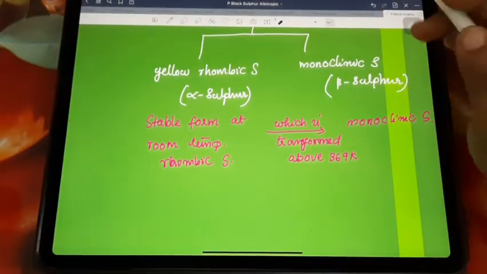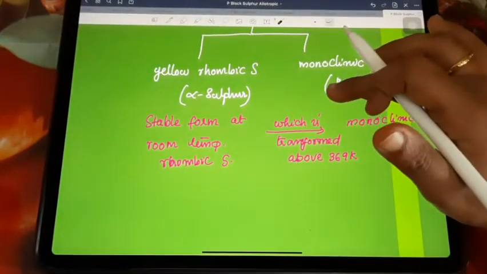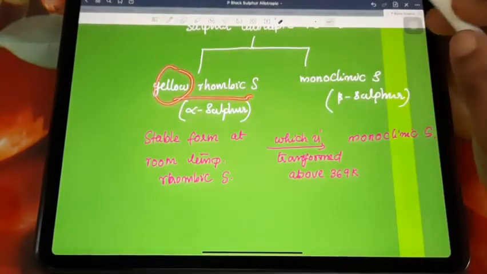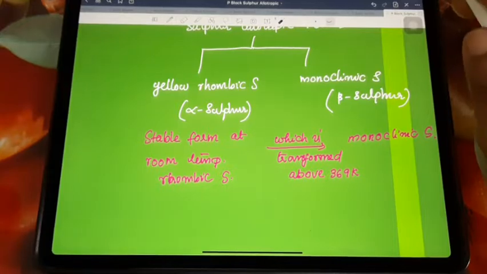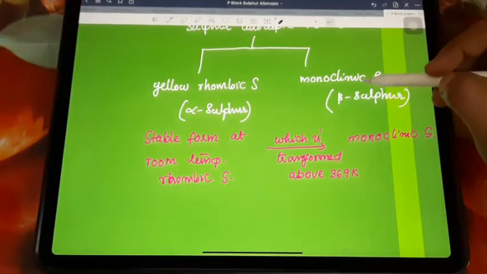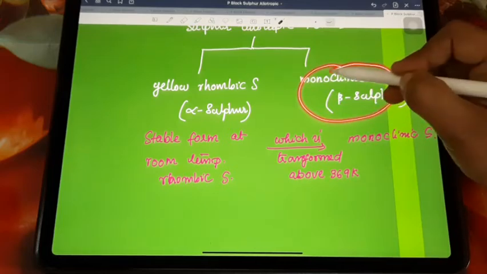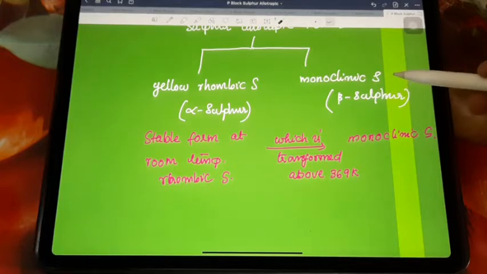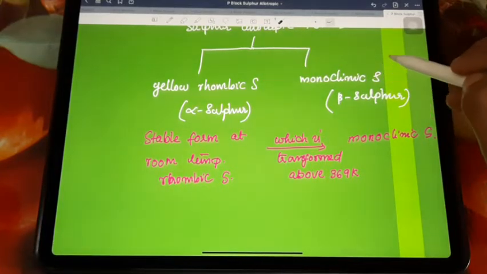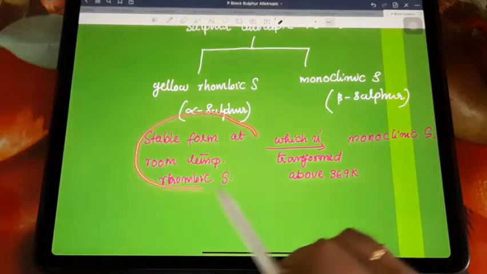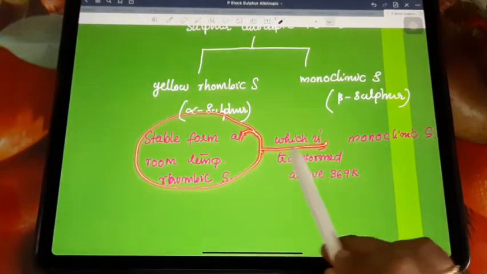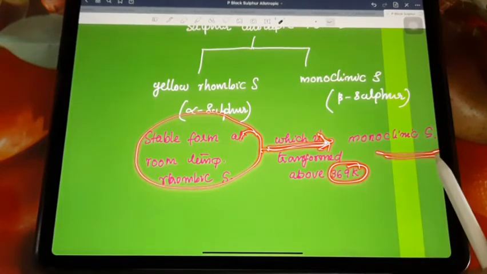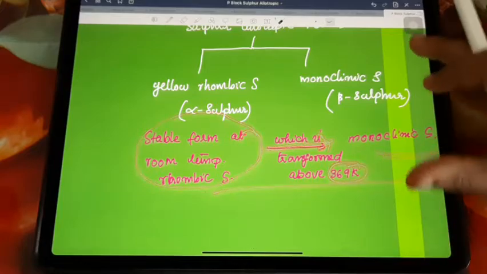Then the stable form of sulfur at room temperature is yellow rhombic sulfur. The color is yellow for this rhombic sulfur, that's why we mention it as yellow rhombic sulfur. And monoclinic sulfur is stable only above 369 Kelvin, that is 96 degrees centigrade. So at room temperature rhombic sulfur exists, and when the temperature is above 369 Kelvin, it is transformed to monoclinic sulfur. We can discuss this in detail today.